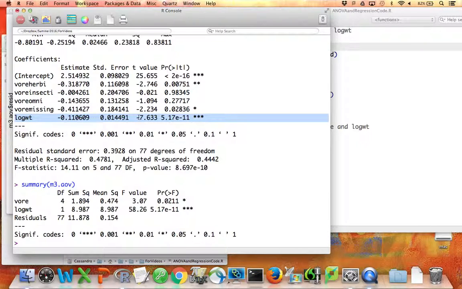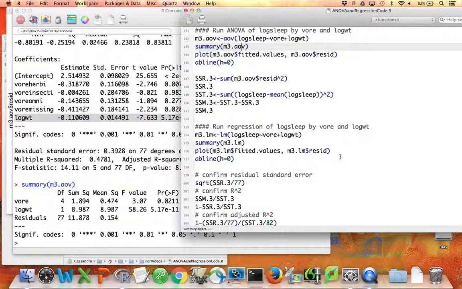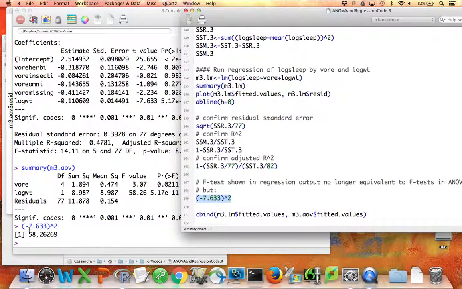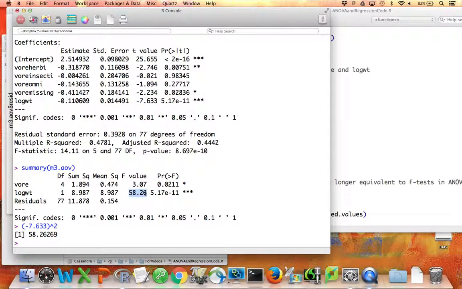And the t statistic is the square root of the f statistic. So if I were to take negative 7.633 and square it, I get 58.26. That's exactly the f statistic that's shown here. These are exactly the same test. Both the test summarized in this row of the ANOVA table and this test summarized in this row of the regression output are comparing the actual model that we specified to the same model if we'd left out log weight. In other words, it's comparing the model with both VOR and log weight to the model that has VOR only. The null hypothesis is that the model with VOR only is sufficient.